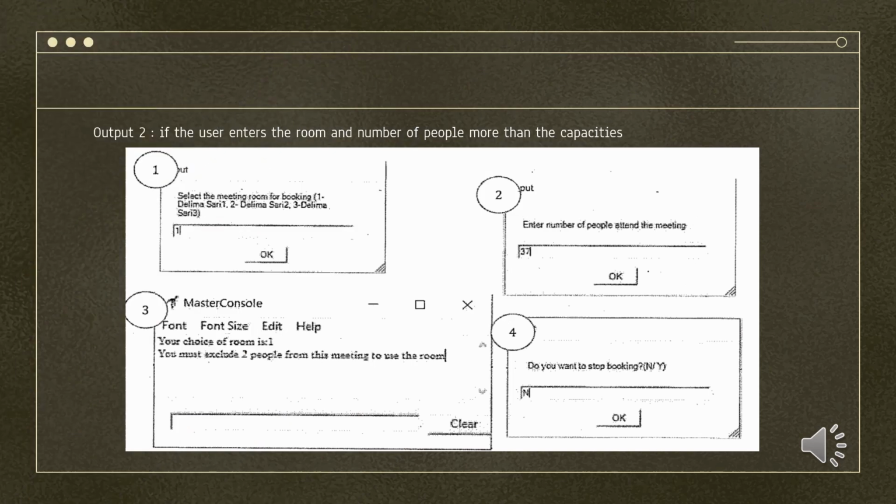For output number 2, if the user enters the room and number of people more than the capacities, for input 1, we must put in number 1. And then, for input 2, we must put in number 37. And then, next, the main console will appear. And then next, for step 4, if you want to stop the looping, you may enter the letter Y. If you don't want to stop the looping, you must enter the letter N.